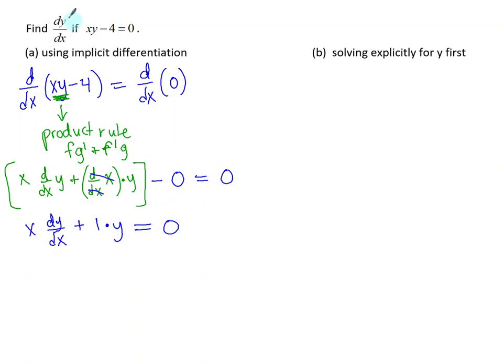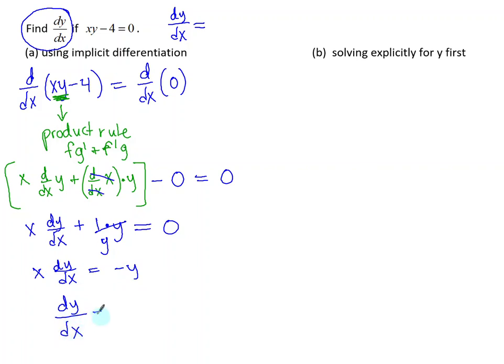Now remember, our goal is find dy dx. That means in the end, I need my answer to say dy dx equals something. So I need to get dy dx by itself. 1 times y is the same as just saying y, so we can subtract y to the other side. Now we have x dy dx equals negative y, and then I can divide by x to get dy dx by itself. Dy dx equals negative y divided by x. And there we have dy dx.